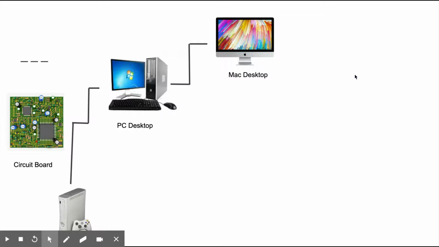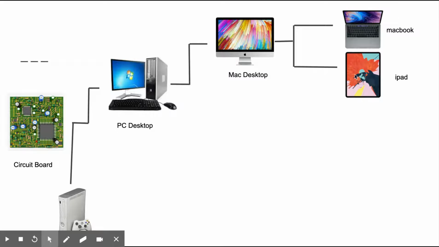The Mac desktop is theorized to be descended from the PC, but still very closely related because they have all the same features, except the Mac has a sleeker look and more video editing capabilities. The Mac desktop is another example of an internal node. From the Mac desktop, both the MacBook and the iPad derive.